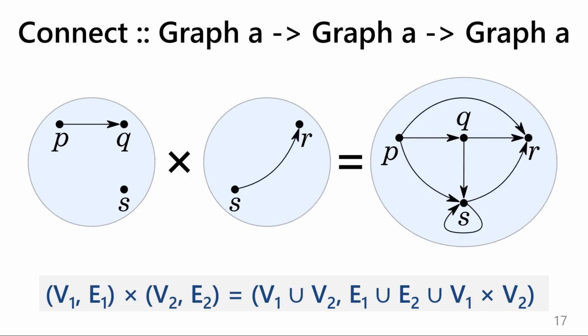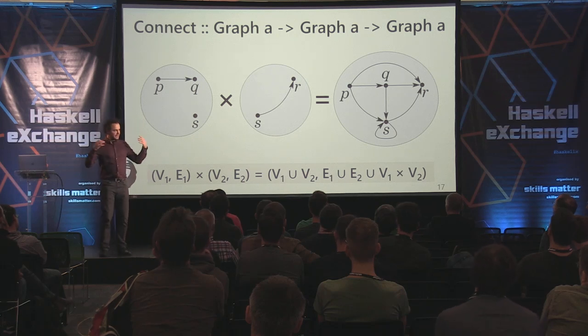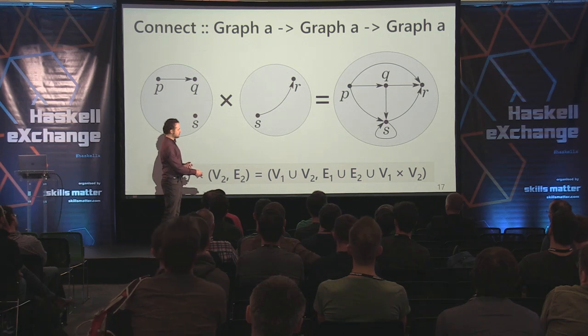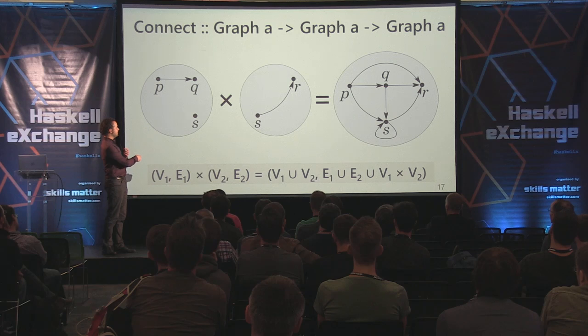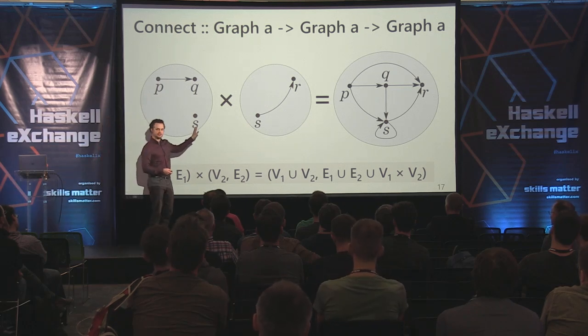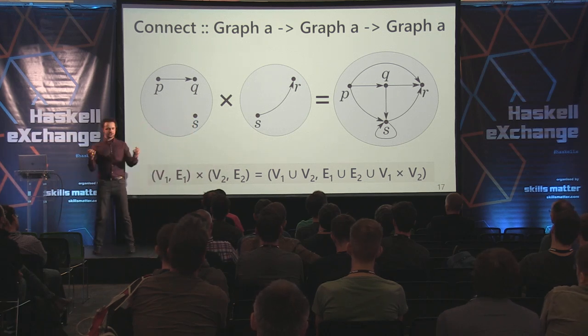And the second operation is called connect. And this operation allows you to create new edges. So there is only one distinction here at the bottom right corner. You take the union of vertices, take the union of edges, but also introduce all the edges going from left vertices to right vertices, right? So here we had 3 vertices on the left-hand side, 2 vertices on the right-hand side. So we are going to introduce 6 edges from P to S, from P to R, etc. In particular, this S appears on the left-hand side and on the right-hand side, so we will create a self loop. Right? So we create a Cartesian product of new edges.